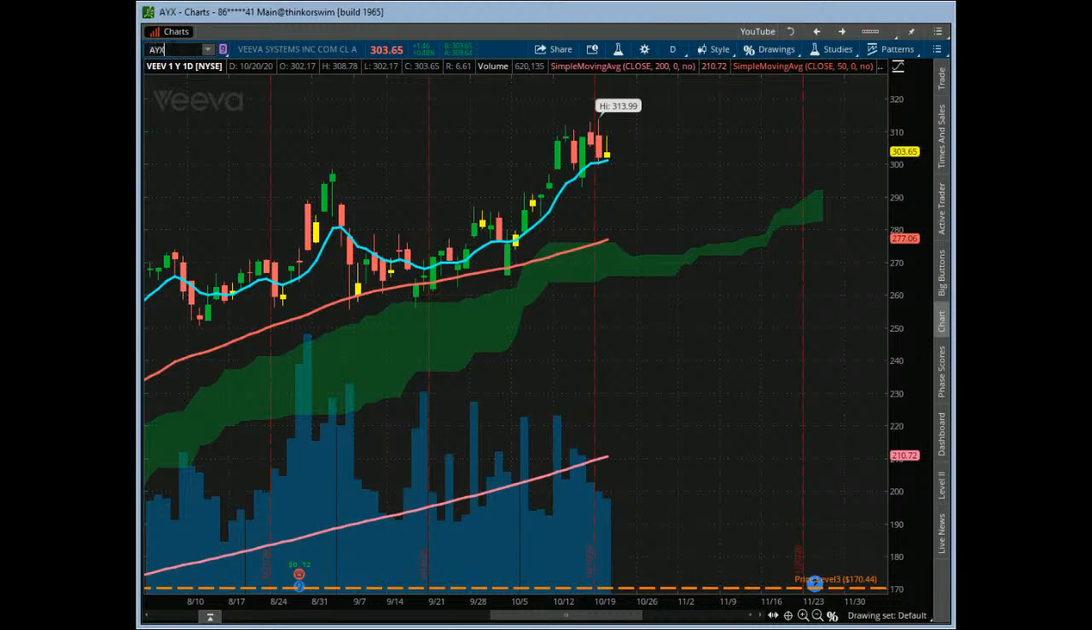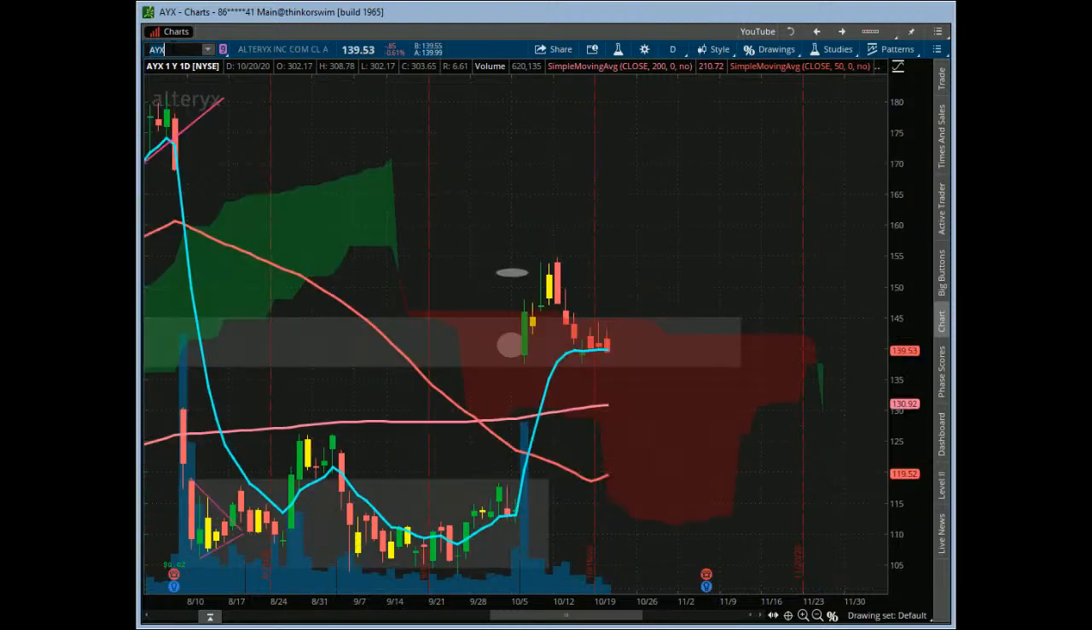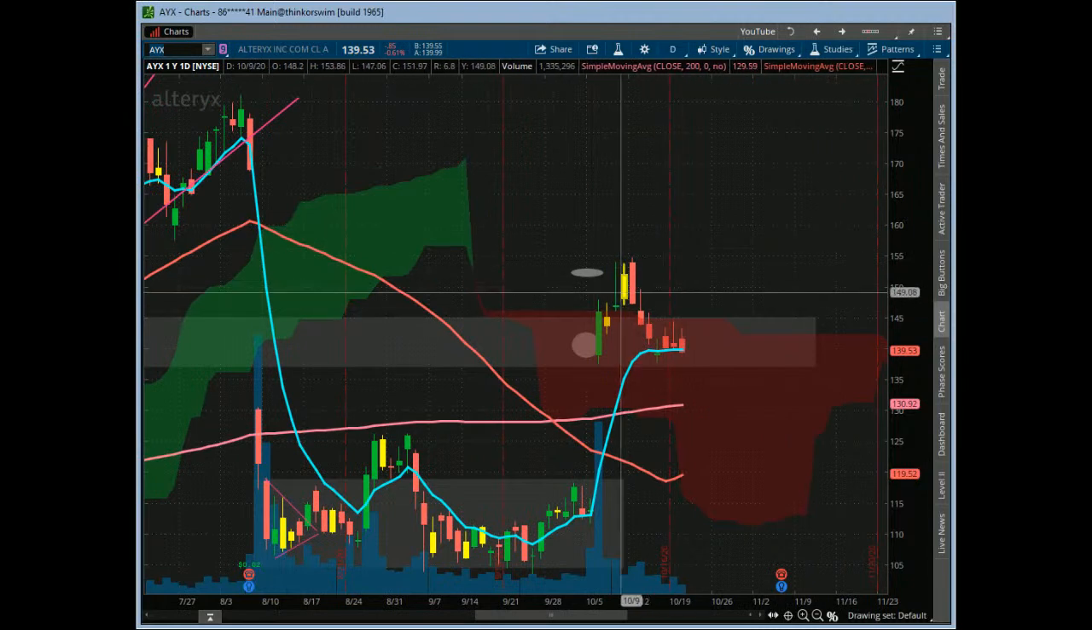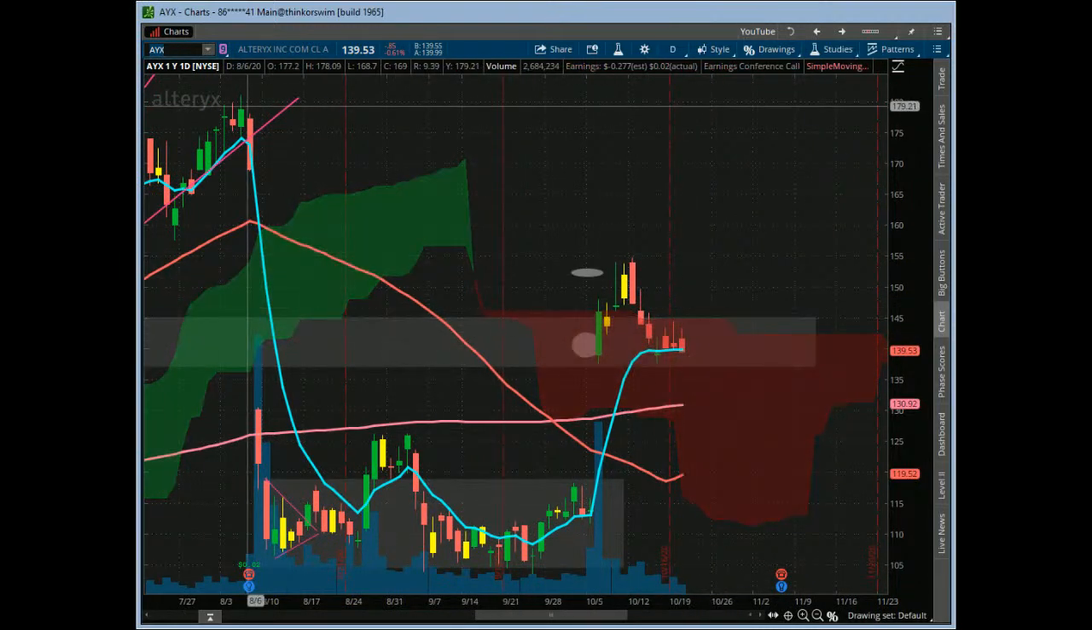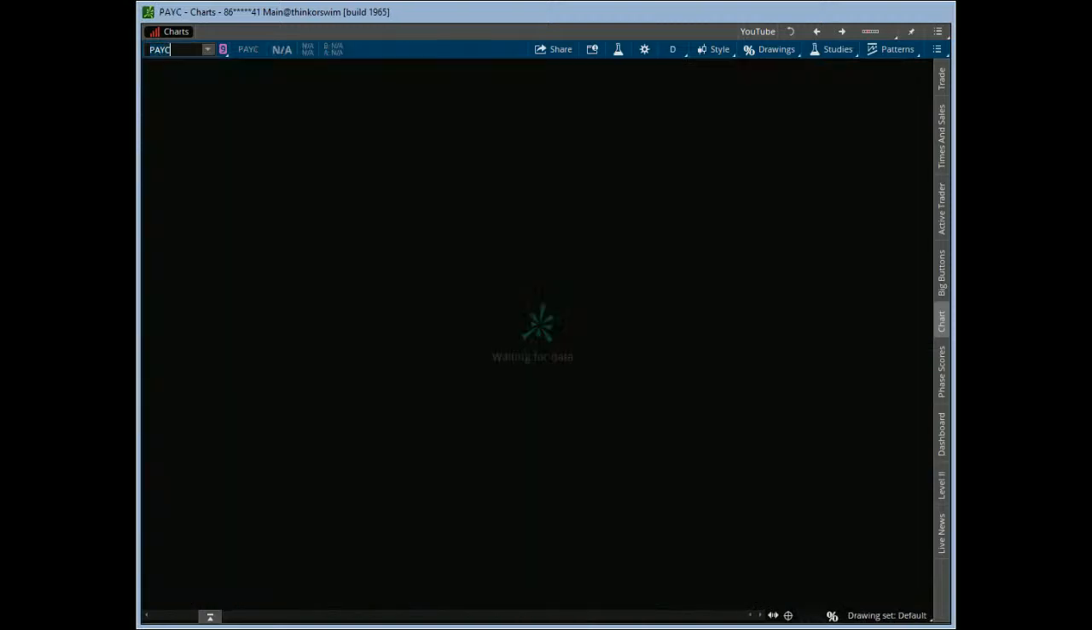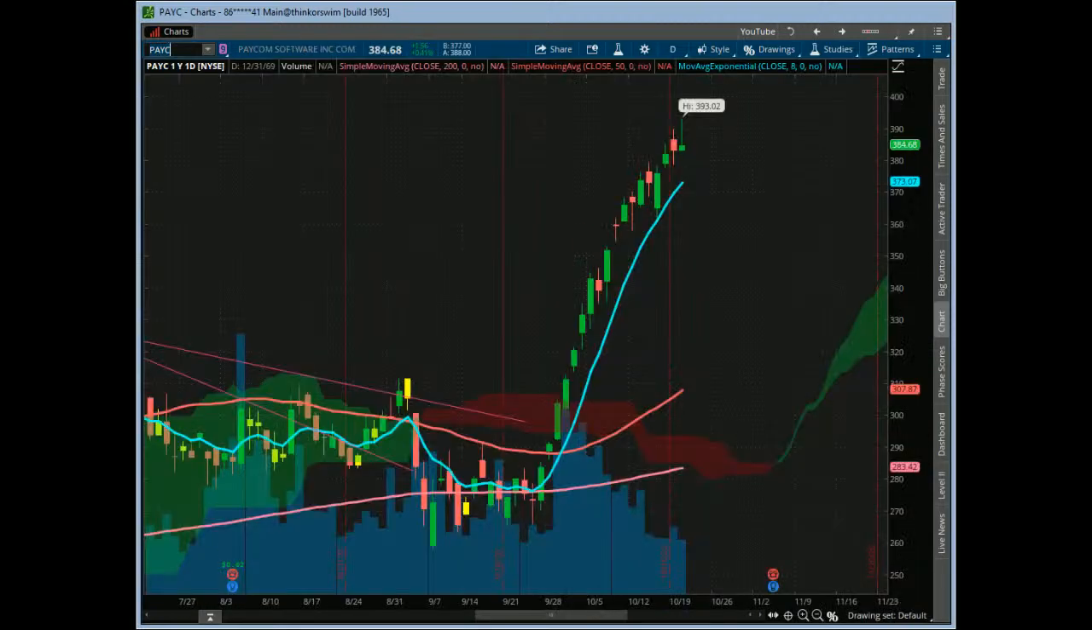AYX, another software name. Hanging in there, but it did get a great gap up recently, right? So it's kind of just consolidating in this range right here. I'd like to see a strong close above the cloud to see if we can get out of there. Payc, I think you mentioned that one the other day. Great follow through on that one. Nice push at all-time high, say upper shadow, right? So a good place to take profit before that pulls back on that one.